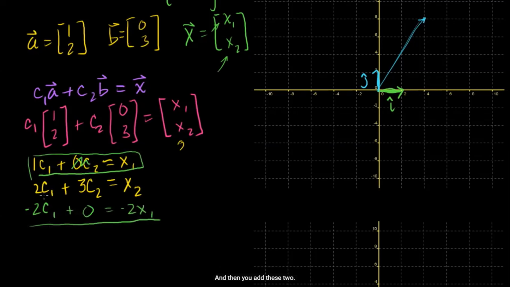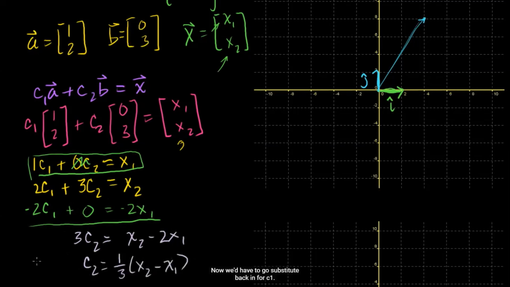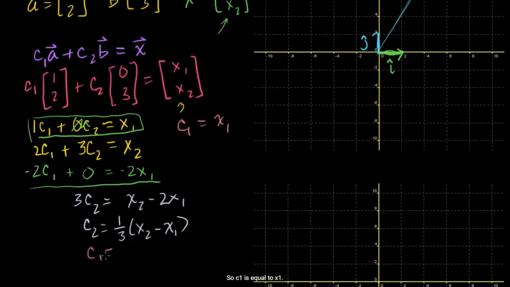And add these two, you get 3C2, right? These cancel out. You get 3C2 is equal to x2 minus 2x1. Divide both sides by 3, you get C2 is equal to 1/3 x2 minus x1. Now we'd have to substitute back in for C1. But this first equation just says C1 plus 0 is equal to x1. So C1 is equal to x1. So that one gets us there.